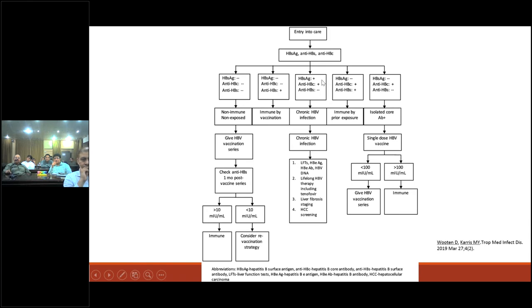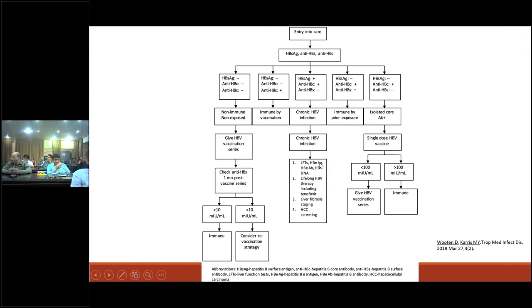This graph will give us some guidance on how we're going to interpret the tests that I mentioned earlier. This is the hepatitis B surface antigen. This is the hepatitis B surface antibody, and this is the hepatitis B total core antibody that I had mentioned earlier that will help us diagnose hepatitis B.